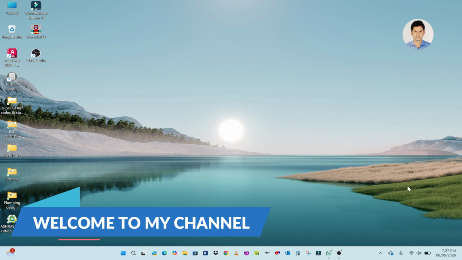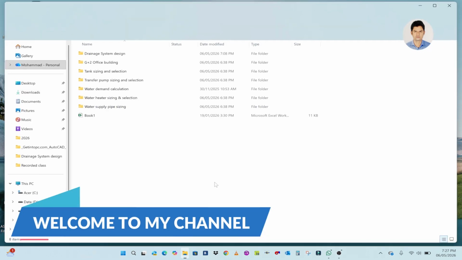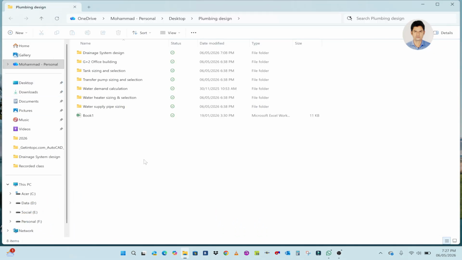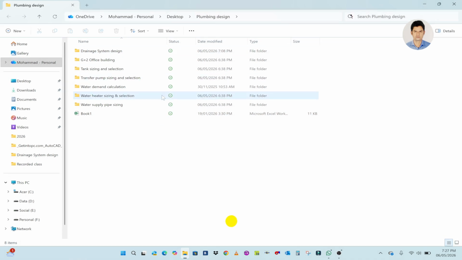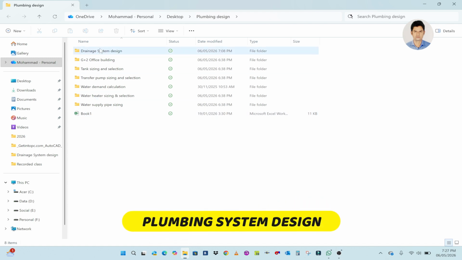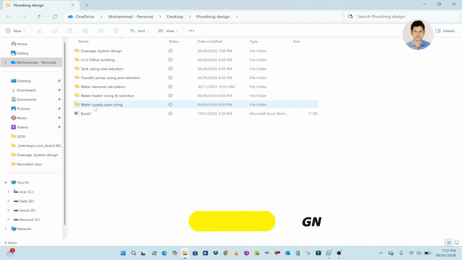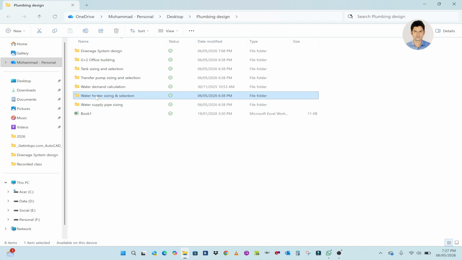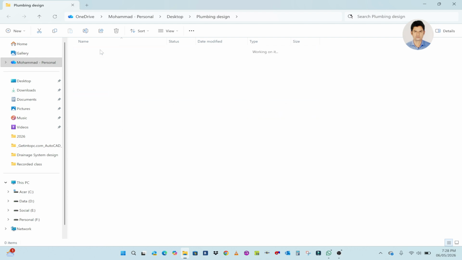So today I'm going to start the plumbing design. Earlier we have learned different topics related to plumbing design: water supply system, water supply pipe sizing, water heater sizing and selection, water demand calculation, transfer pump sizing and selection, and tank sizing and selection. And today we are going to learn the drainage system design.